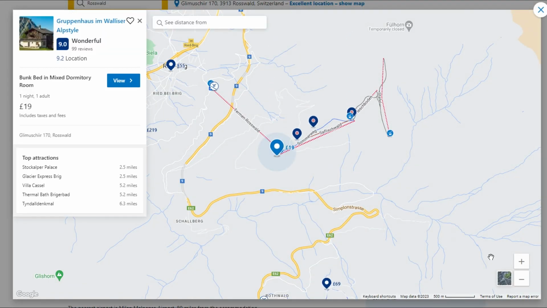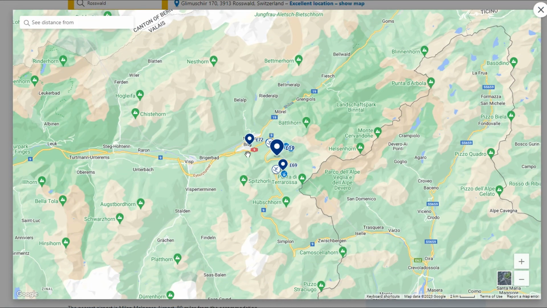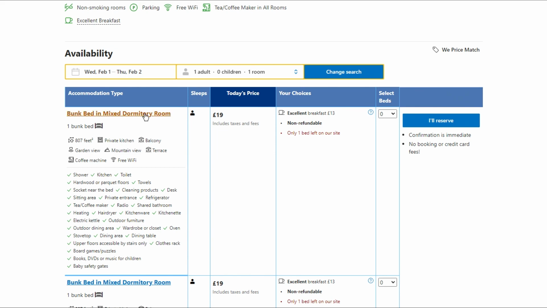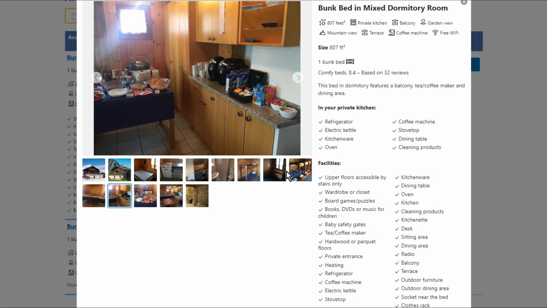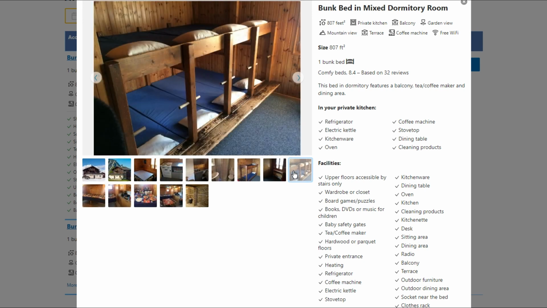Where's this one located? Is this middle of nowhere? Yeah, kind of middle of nowhere. So for your £19, let's take a look at what a room looks like. Got pictures of the kitchen. That's the room. Oh, those are close together. I would not like that. No privacy at all on that.